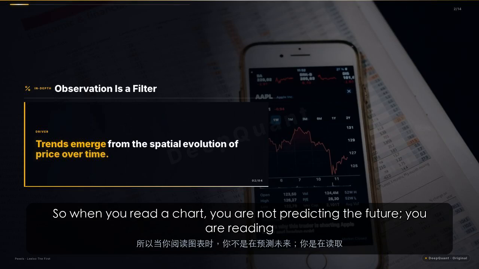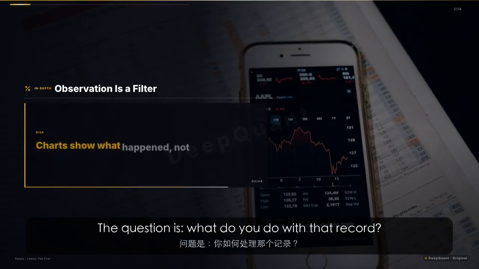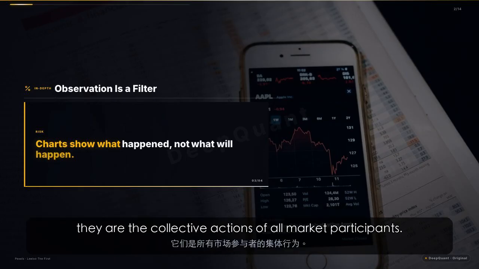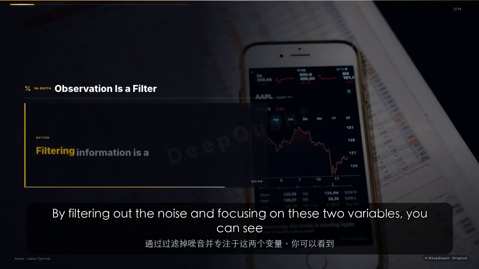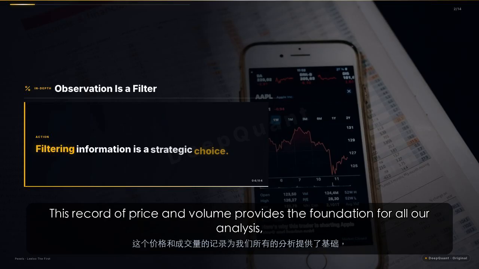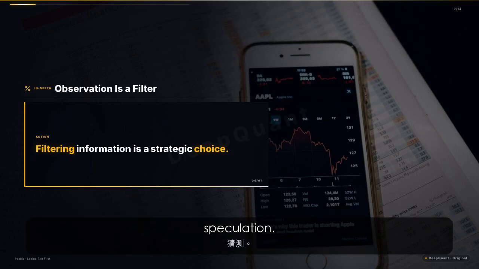So when you read a chart, you are not predicting the future, you are reading the record of what already happened. The question is, what do you do with that record? The answer lies in understanding that price and volume are not just numbers, they are the collective actions of all market participants. By filtering out the noise and focusing on these two variables, you can see the underlying cost structure that drives trends. This record of price and volume provides the foundation for all our analysis, allowing us to make informed decisions based on evidence rather than speculation.